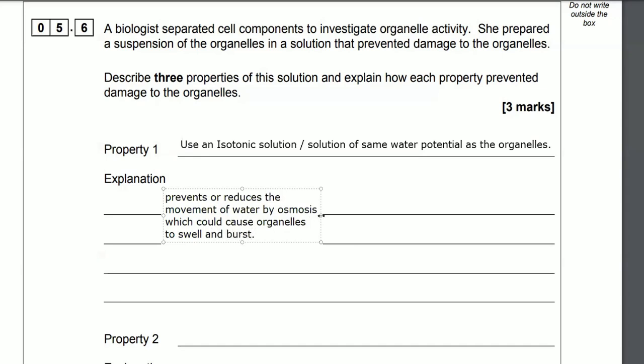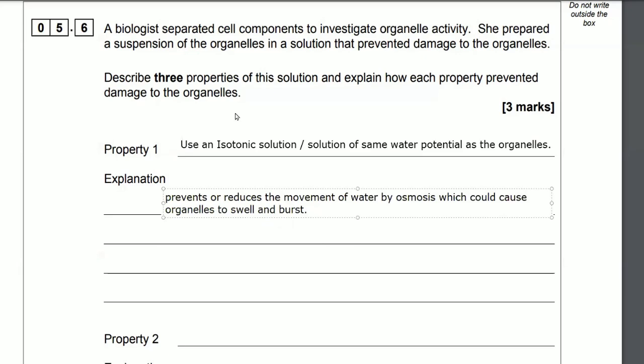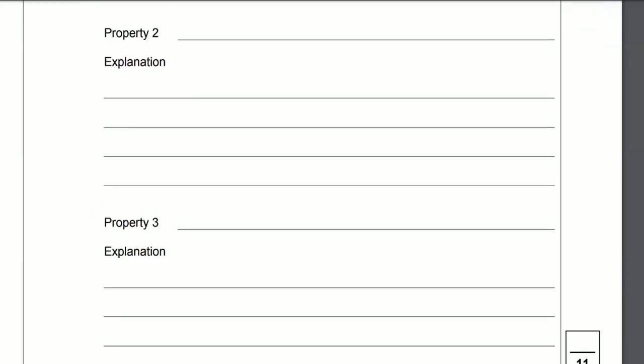For example, if you had a higher water potential outside the organelle and lower in the organelle, water will move in by osmosis and cause the organelle to burst. And we wouldn't want that when we're trying to study them. So that's your first mark. You only get 1 mark. I might put 2 ticks, but you only get 1 mark for each of these, so be aware of that. Property number 2, these can be in any order as well. You don't have to memorize a specific order.